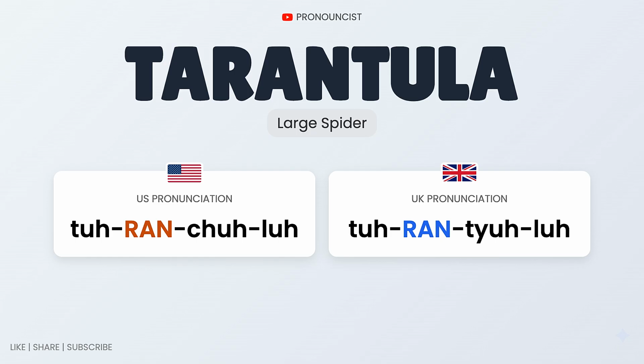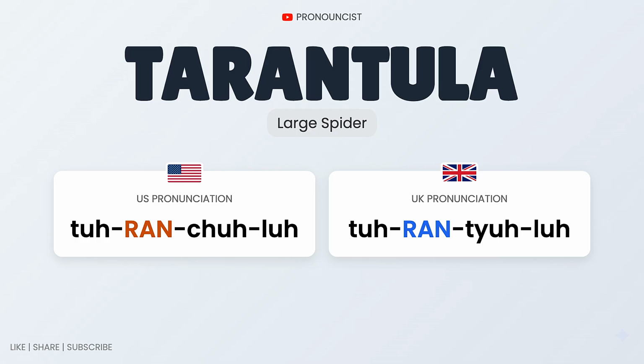Now, read the syllables of British pronunciation shown on the screen naturally. Ta, ran, chu, la, tarantula. Ta, ran, chu, la, tarantula. Stress ran and keep ch soft.